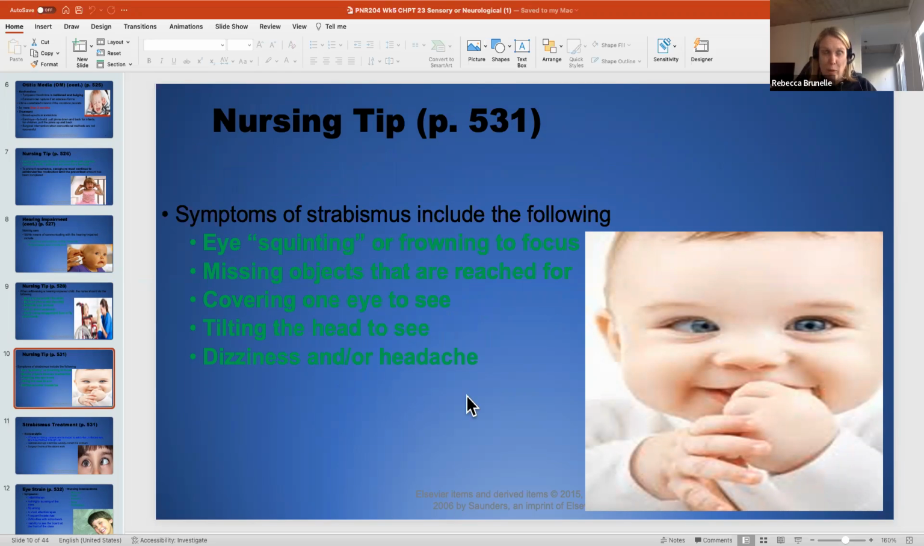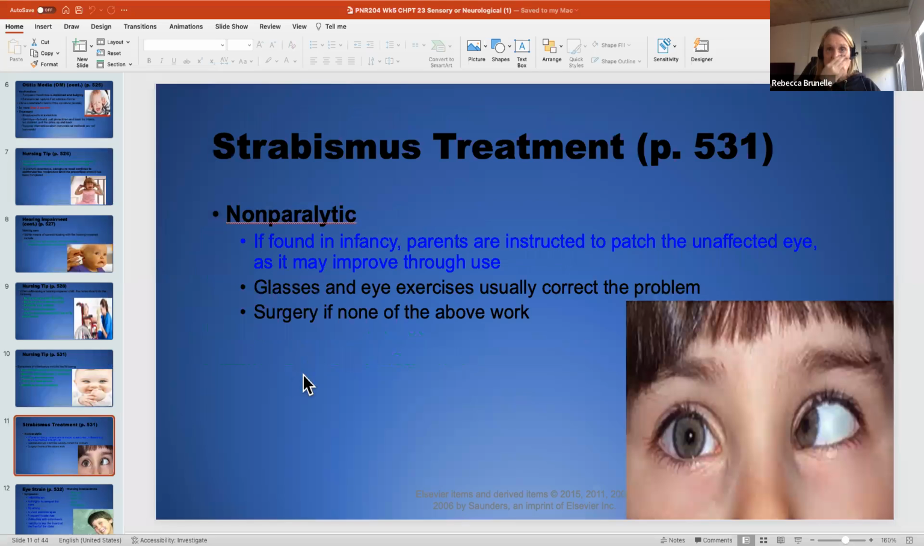So we're going to move on to eye problems. A common eye problem in children is a condition called strabismus. Kids that have strabismus squint a lot, like they're having a hard time focusing. They might cover up one of their eyes and see better when they're covering it up, or they'll tilt their head to one side. When they have strabismus, they don't have normal nerve movement of one of their eyes.